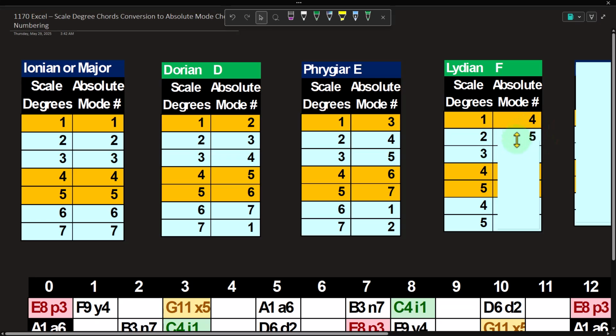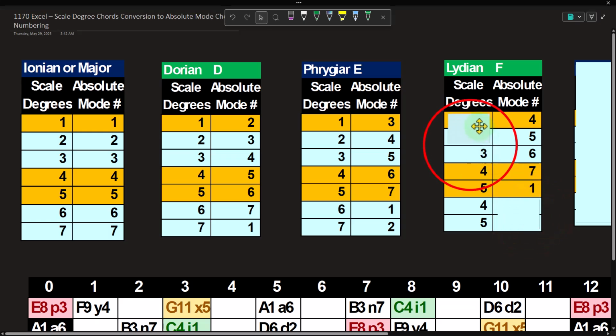So 4, 5, 6, 7. So that's going to be the 7. And then we don't go to 8 because there's only 7 modes, only 7 continents, and they're in a circle in our space, right? So they're in a circle. So it goes back to 1. So we go around to 1. So the 1, 4, 5 in Lydian now is going to be, in a static numbering system, the 4, 7, 1. The 4, 7, 1.